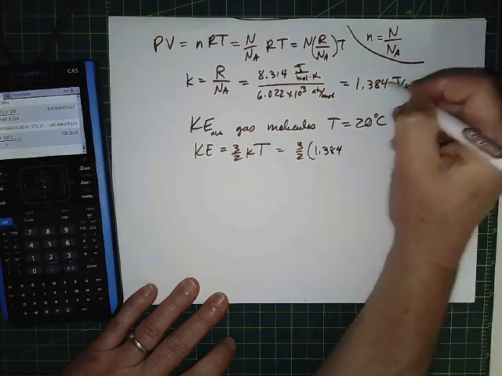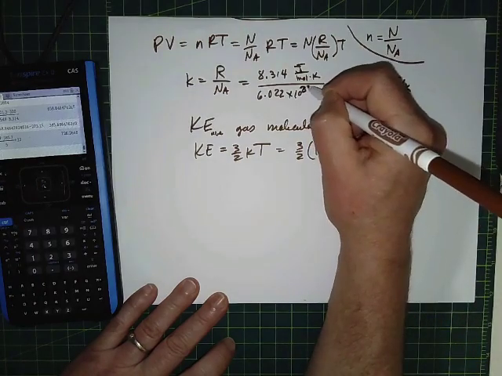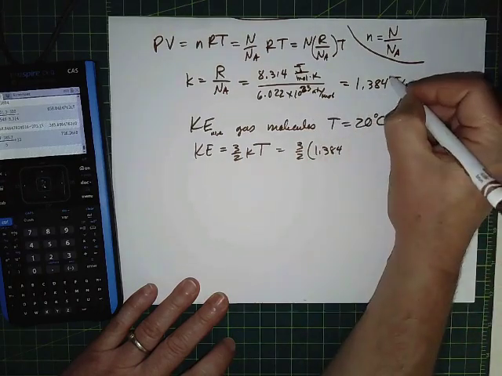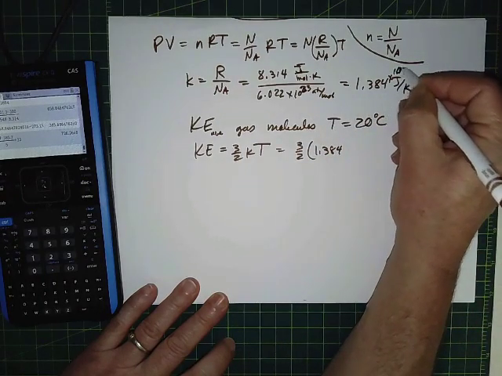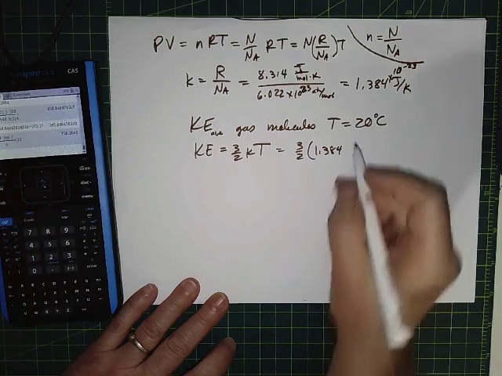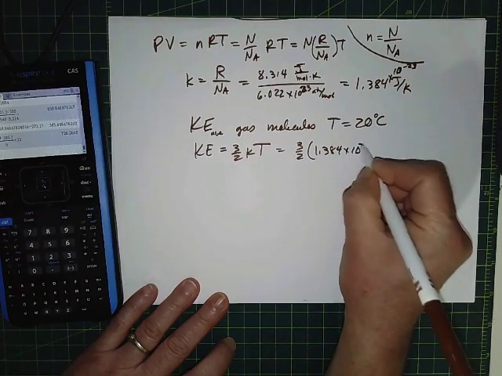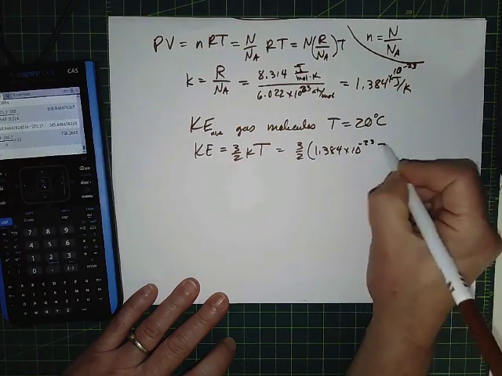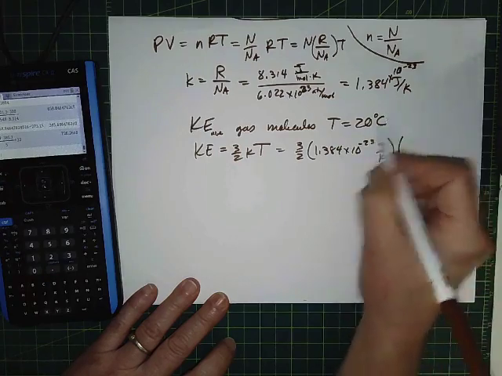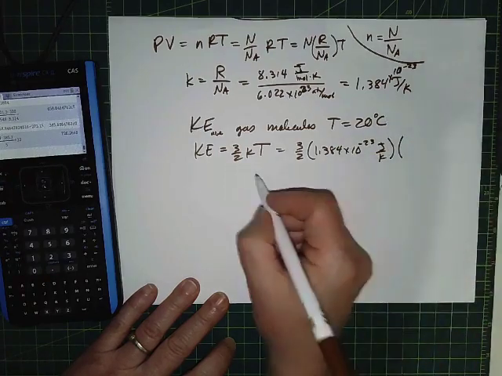Whoops, I didn't do good writing here. So Avogadro, 10 to the 23, and this one has 10 to the negative 23 in it. Sorry about that, I got too ahead of myself. So times 10 to the negative 23 joules per Kelvin. And that reminds us, temperature needs to be in Kelvin.